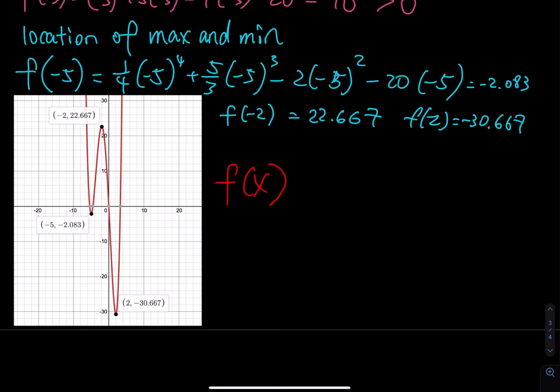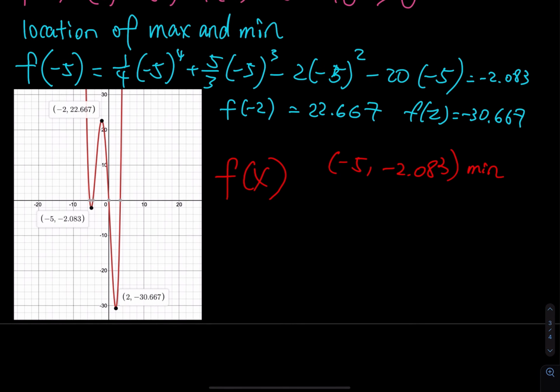And then where is the first point? The first point is when x is equal to negative 5, y is negative 2.083. What is this? This is a minimum, right? This is a minimum, just like what you wrote on the table. And then the next point is a max, and then the last point is a min. So this is a min, and then this is a max, and then this is a min, right?